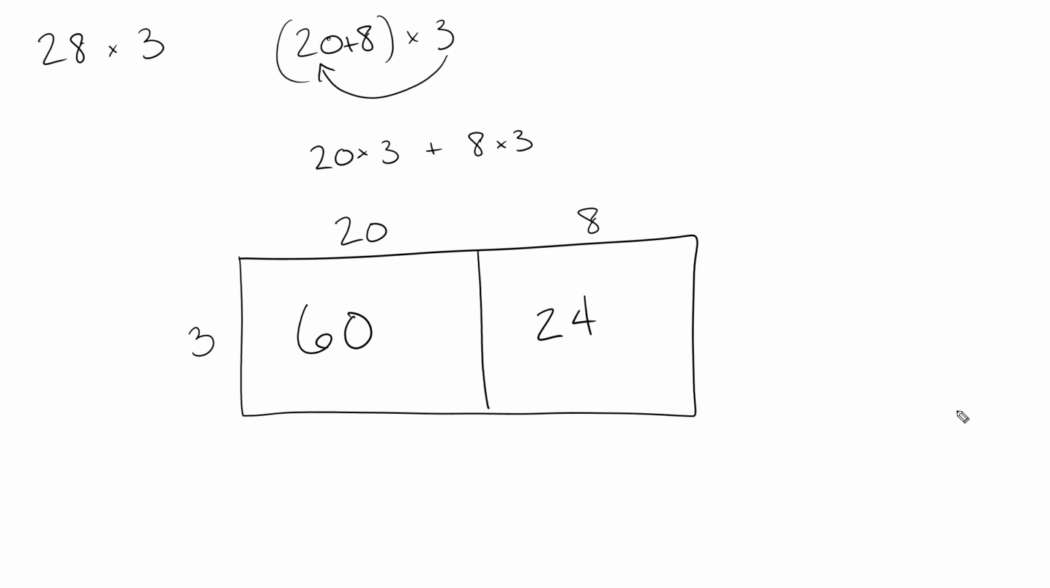Remember that we used the distributive property to turn 28 times 3 into 20 times 3 plus 8 times 3. We found that 20 times 3 equals 60 and 8 times 3 equals 24, so our next step is to add these numbers together. 60 plus 24 equals 84. We've used the box method to find that 28 times 3 equals 84. Let's try another one. 73 times 4.